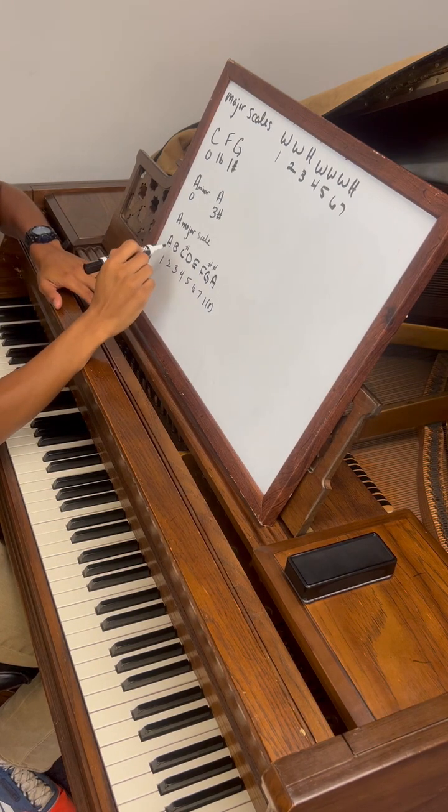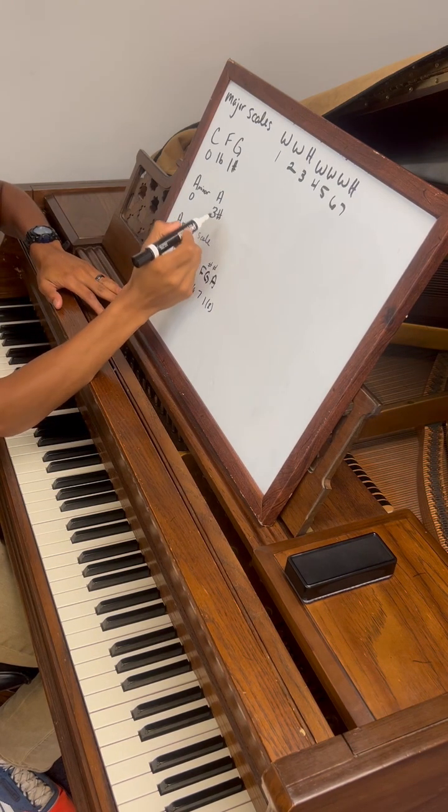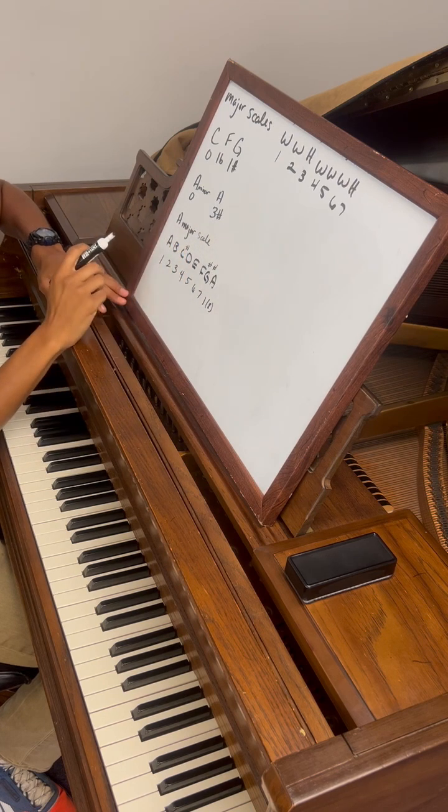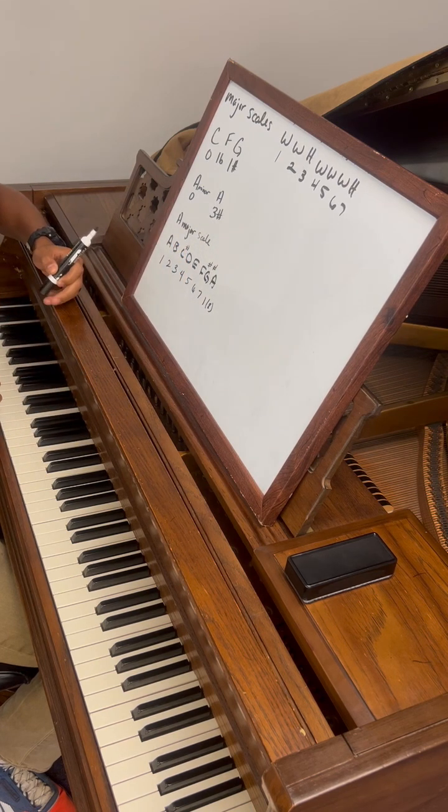But for the key of A major, randomly choosing it, I now know that it has 3 sharps, and I found all 3 of my sharps. So here's the difference between the A major scale and the sound of the A minor scale.